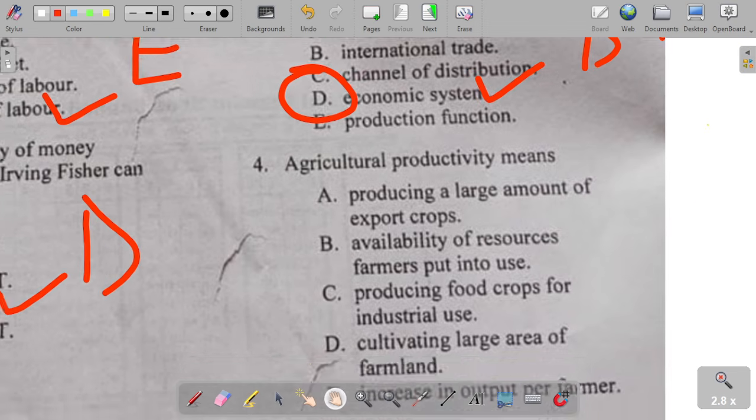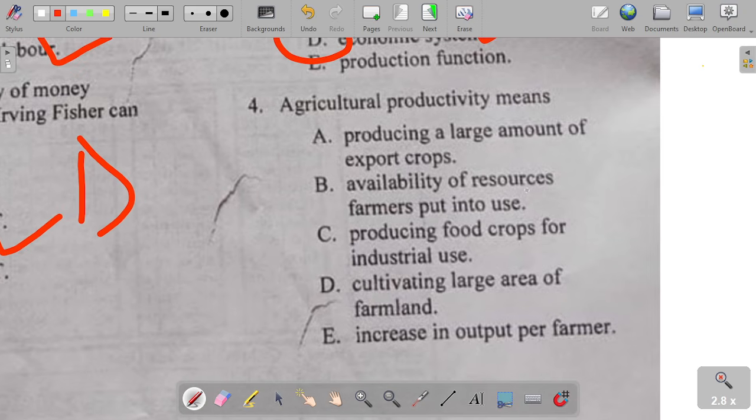Number 4, let's see what we have here. It says agricultural productivity means what? Producing a large amount of export products, not at all. Then availability of resources farmers put into use, no. Producing crops for industrial use, no. Cultivating a large area of farmland, no. Increasing the output of the farmer, yes.